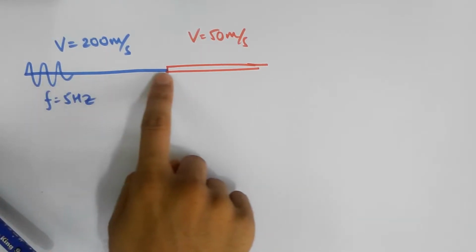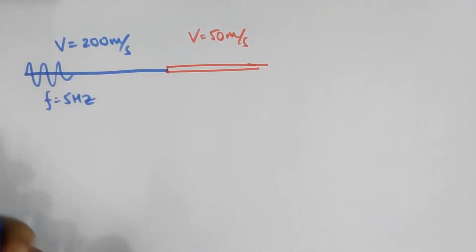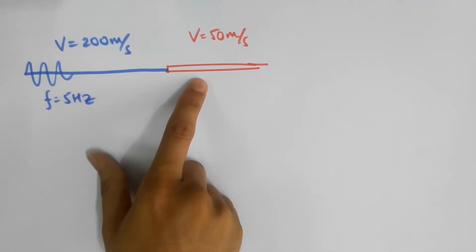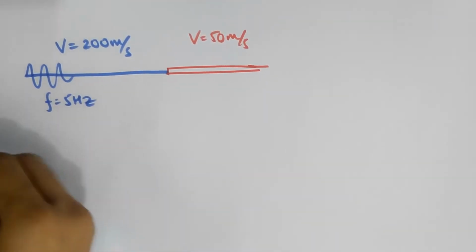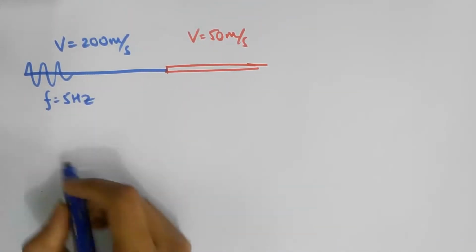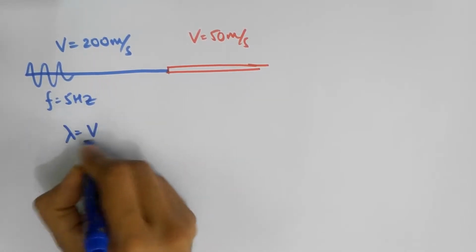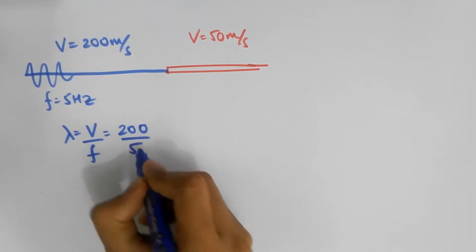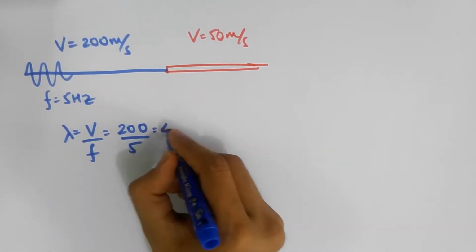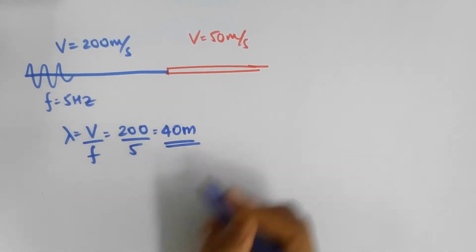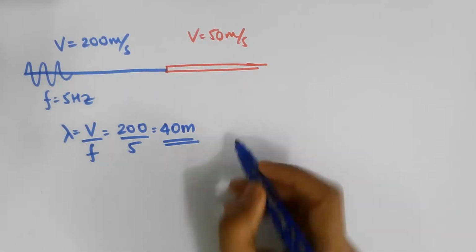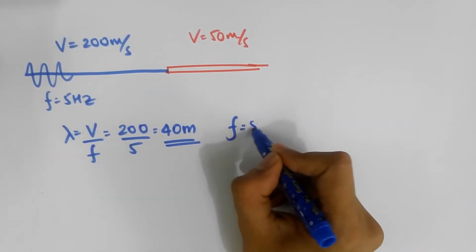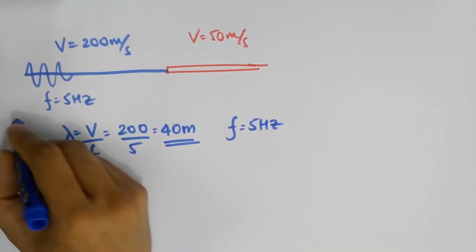So these waves are going to go and hit the rope, and once it hits the rope, we want to know what's going to happen to the wavelength and what happens to the frequency. Well, we can first calculate the wavelength here itself. It's V divided by F. We just found that out. 200 divided by 5, that is 40 meters. That's the initial wavelength, and we know the initial frequency is 5 Hz. That's a given. Okay, this is initial.